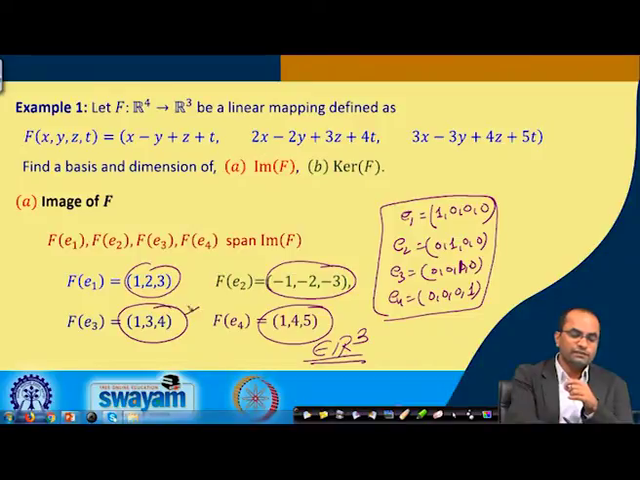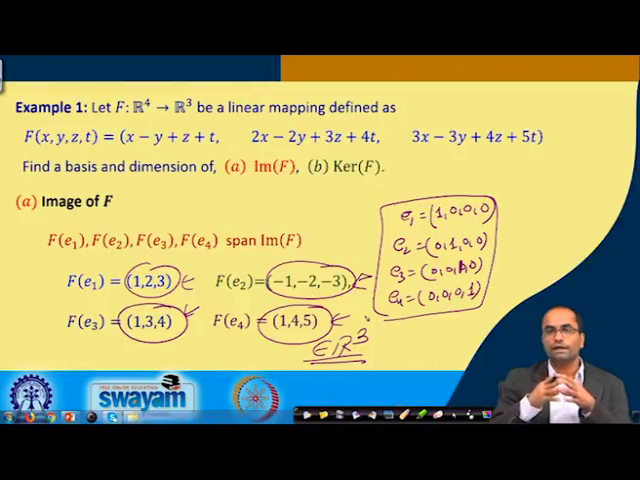So, we already know that these 4 vectors will span image R3, but they are not the basis, because this is the spanning set, and the spanning set may have some linearly dependent vectors. So, what we have to now extract out of these vectors is only the linearly independent vectors. We have to see how many linearly independent vectors we have in this spanning set, and the number of those linearly independent vectors will be the dimension of the image f, and those linearly independent vectors among all these 4 will form a basis of the image f.